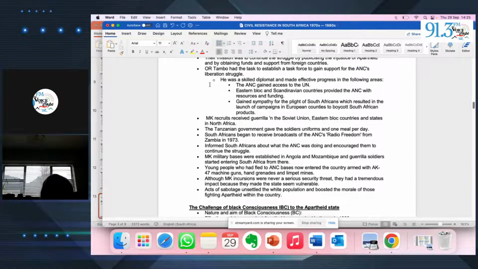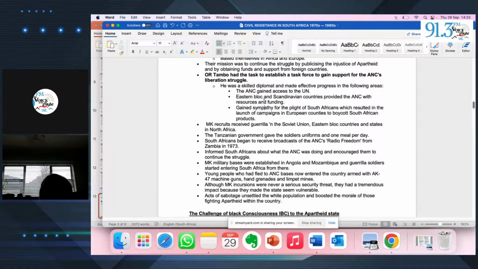Oliver Tambo had the task to establish a task force to gain support for the ANC's liberation struggle. He was a skilled diplomat and made effective progress in the following areas. Firstly, the ANC gained access to the UN. Secondly, Eastern Bloc and Scandinavian countries provided the ANC with resources and funding. And thirdly, Oliver Tambo gained sympathy for the plight of South Africans, which resulted in the launch of campaigns in European countries to boycott South African products.